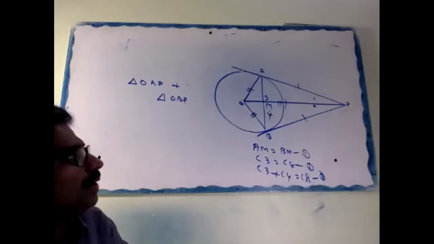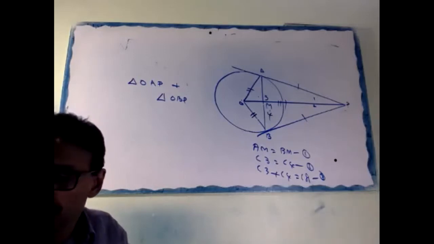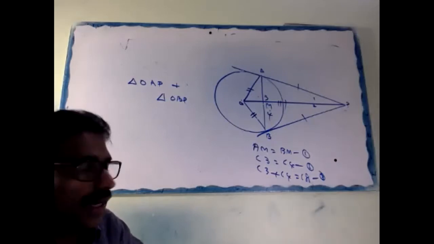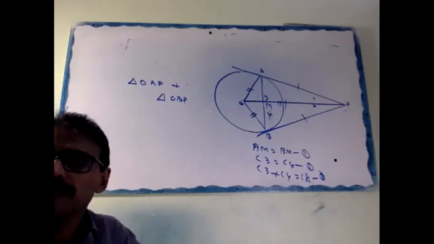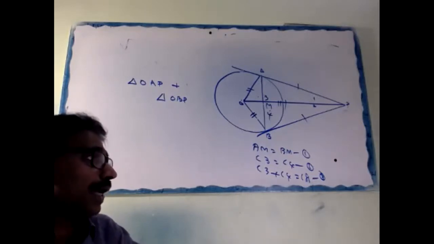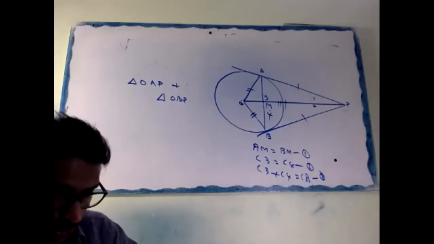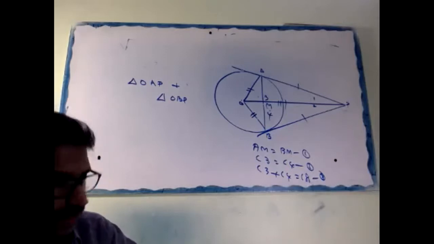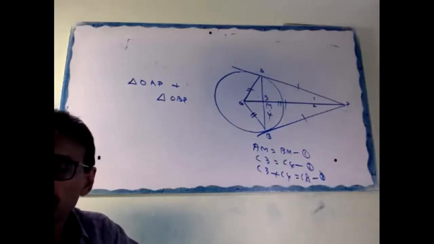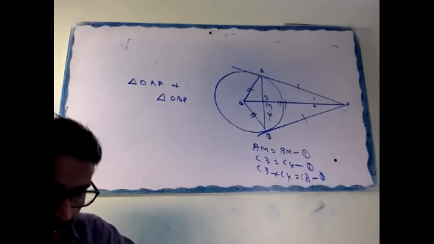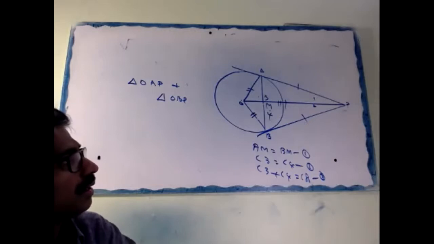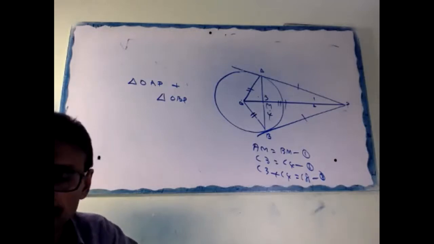Then proof. In triangle OAP and OBP, OA equal to OB, radii of the same circle. PA equal to PB, tangents from an external point are equal. OP equal to OP, common.